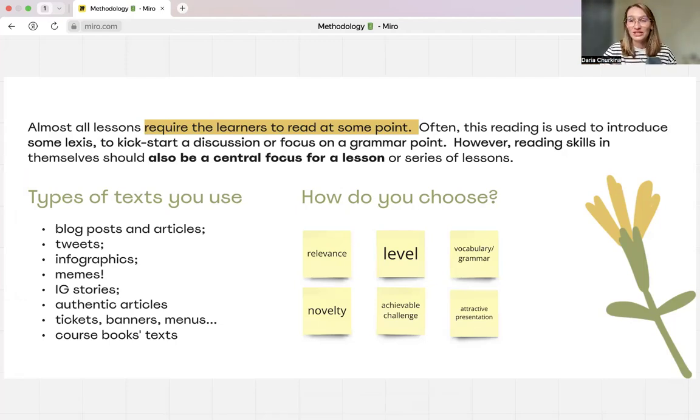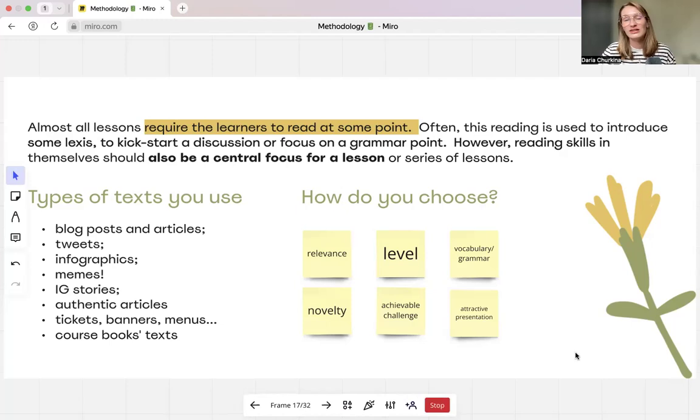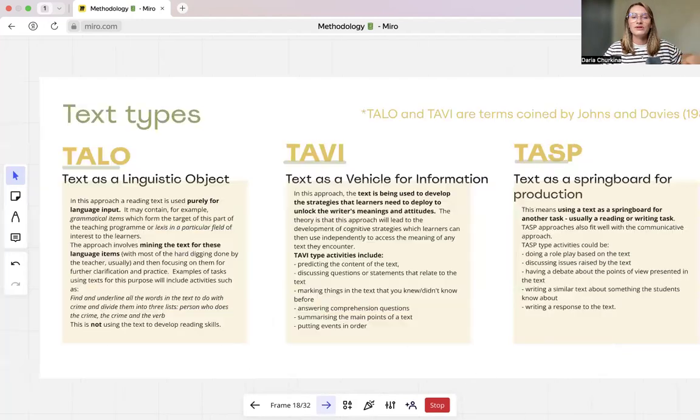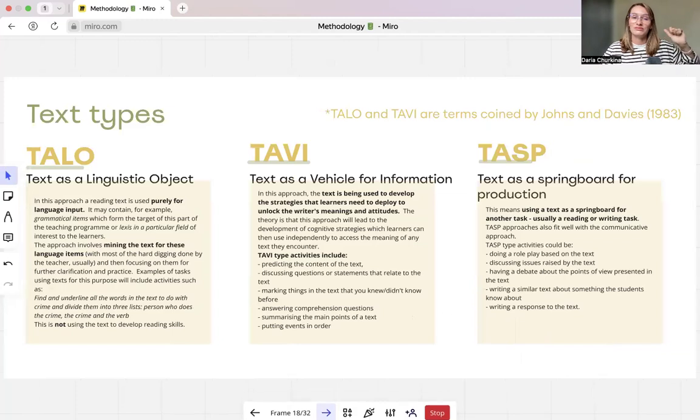And attractive presentation, this is the last point here, definitely not the most important thing to consider, but it's rather cool if your texts are visually attractive. Okay, so this is how we choose the text, what to consider, and types of texts that you should be familiar with. Now, there is another system of text types in terms of teaching, which is Taylor, Tavy, and TASP, I suppose. Let me just zoom in.